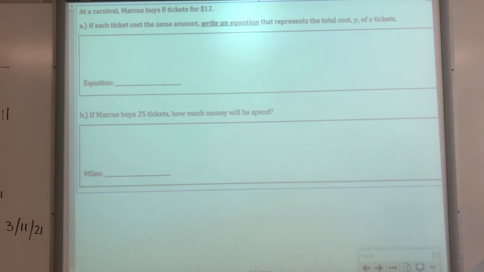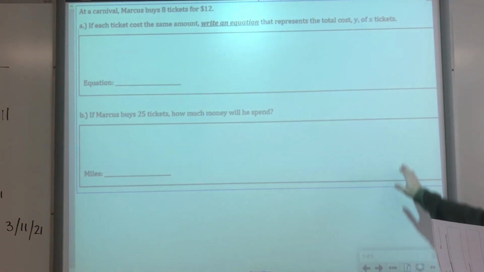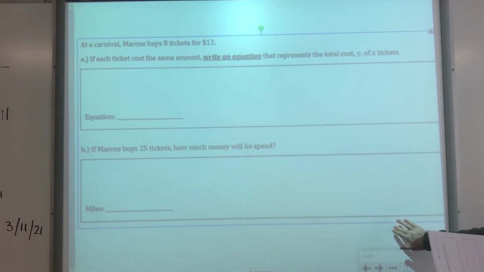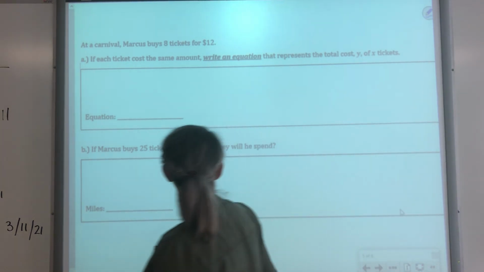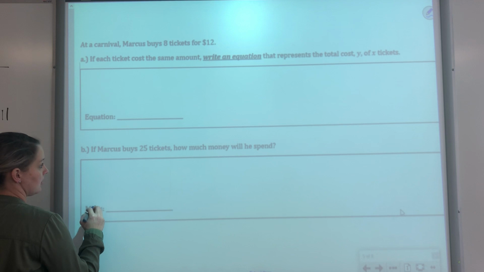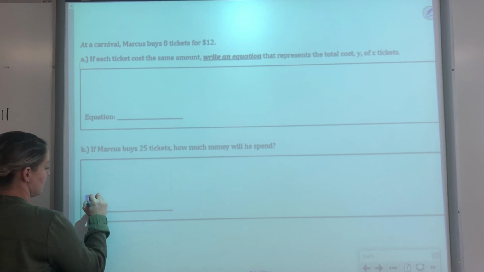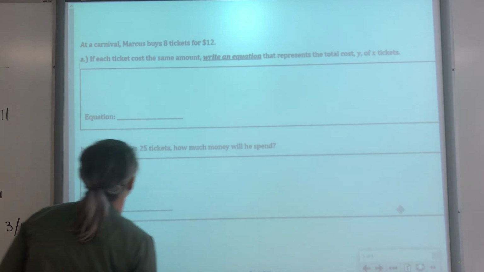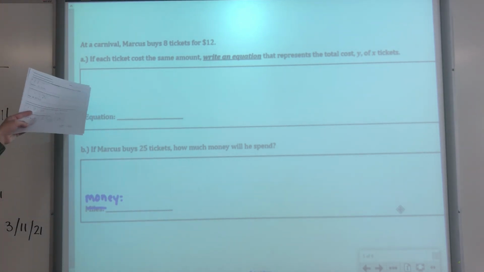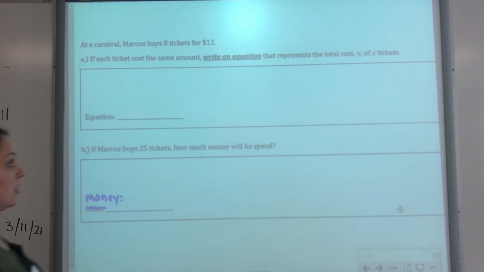The next one, at a carnival, Marcus buys 8 tickets for $12. If each ticket costs the same amount, write an equation that represents the total cost y of x tickets. Okay? So to be able to write an equation, and this should say money, not miles. Sorry, kiddos. Okay. So we need to write an equation.